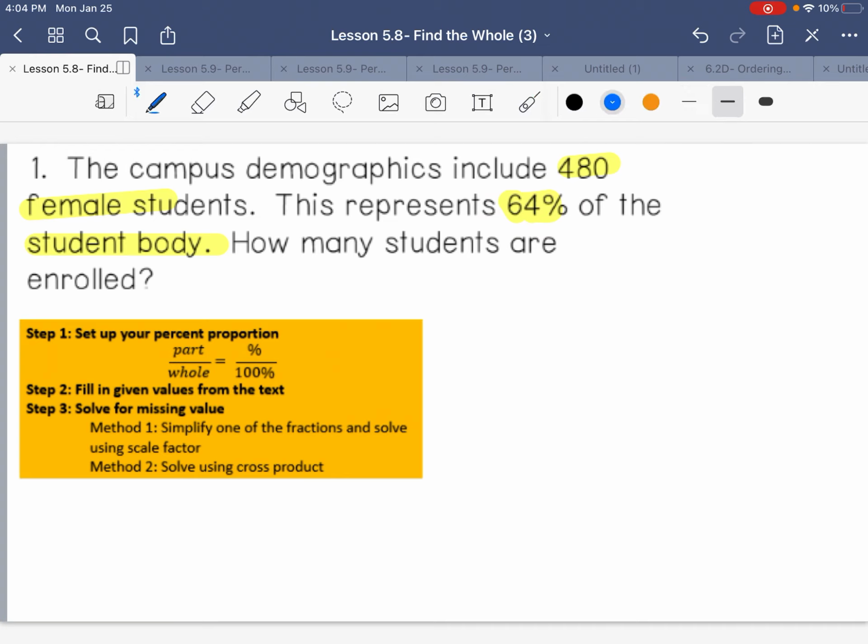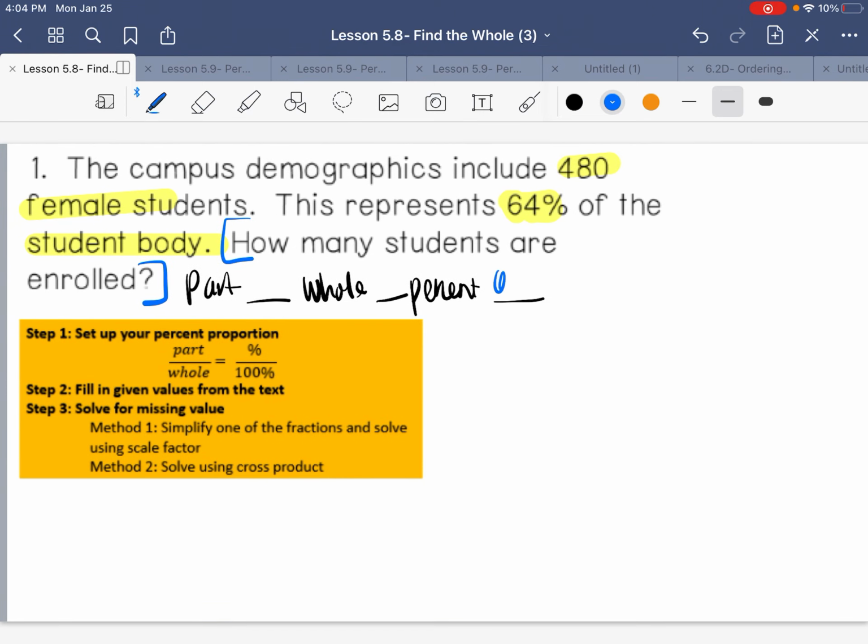How many students are enrolled? Notice that it's asking me for how many students are enrolled, meaning I know that these are the amount of females. Well, how many are males? And together females and males make the total. So now I'm going to go ahead and set up my part, whole, and percent. So I got my part, my whole, and my percent.